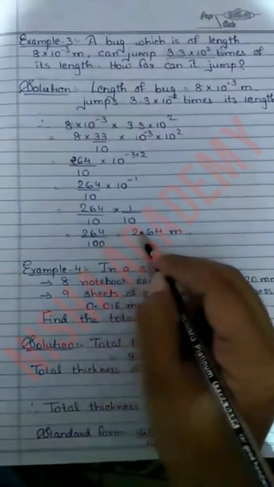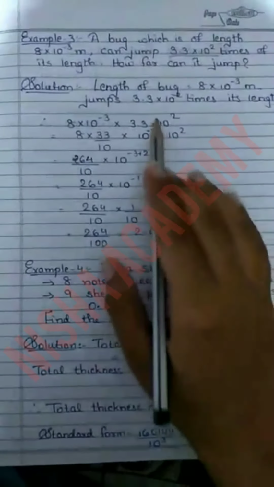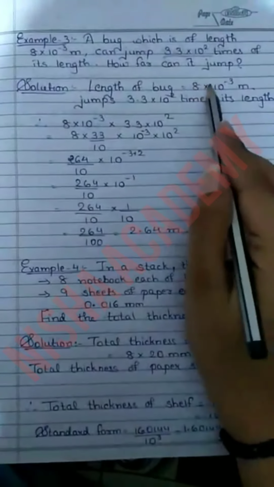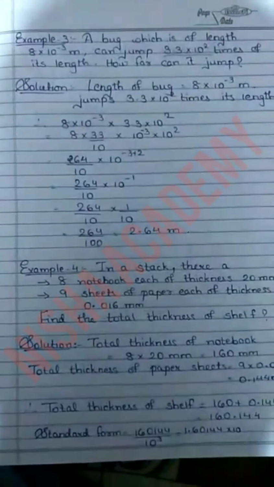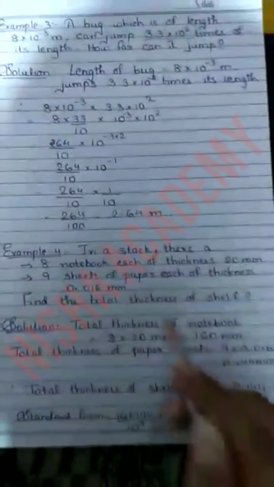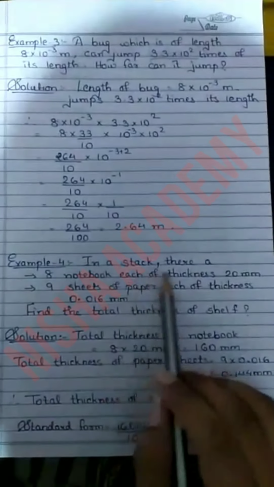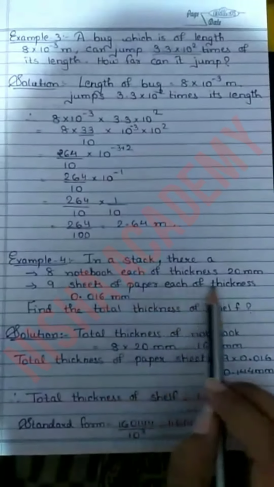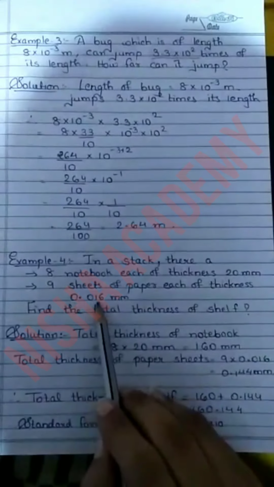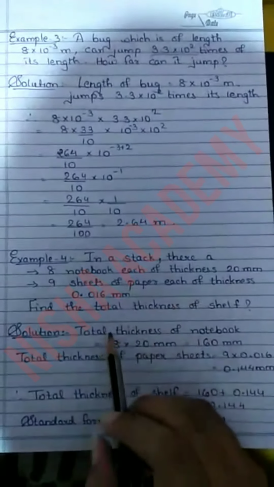So we will convert this into decimal form. It will be 2.64 meters. So how far can a bug jump? It can jump 2.64 meters long. Example 4. In a stack there are 8 notebooks each of thickness 20 mm, and 9 sheets of paper each of thickness 0.016 mm. You have to find the total thickness of the shelf.